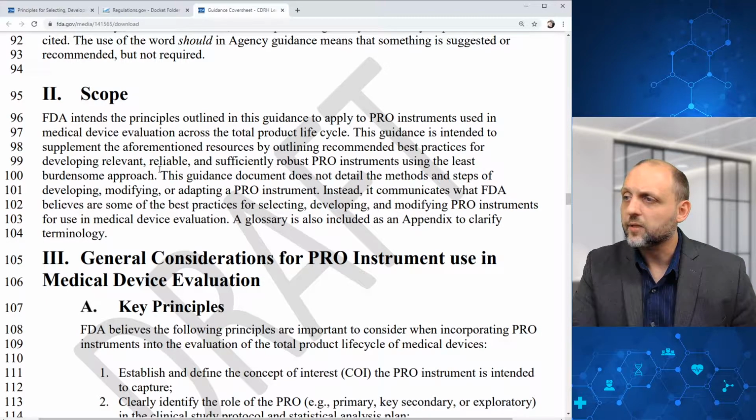This guidance document does not detail the methods and steps of developing, modifying, or adapting a PRO instrument. Instead, it communicates what FDA believes are some of the best practices for selecting, developing, and modifying PRO instruments for use in medical device evaluation. A glossary is also included as an appendix to clarify terminology.